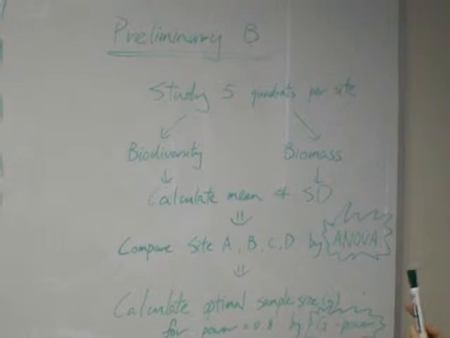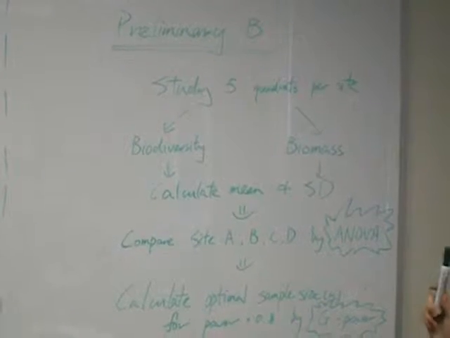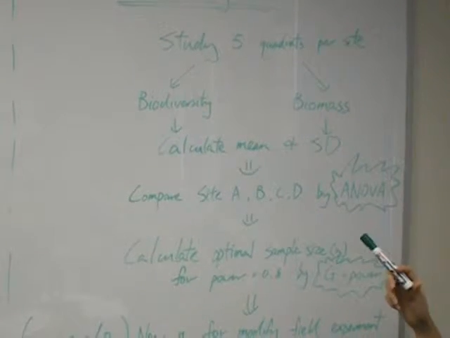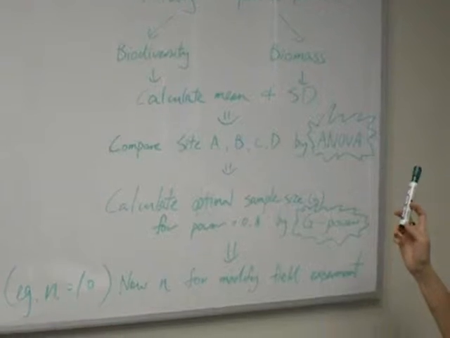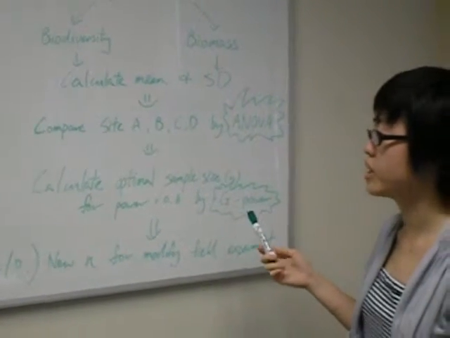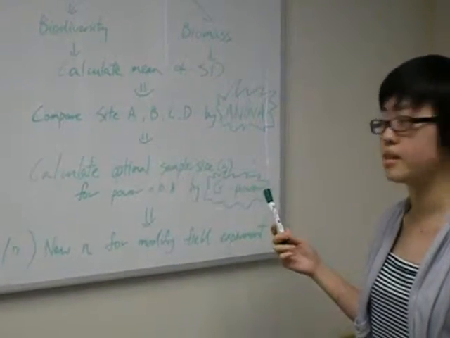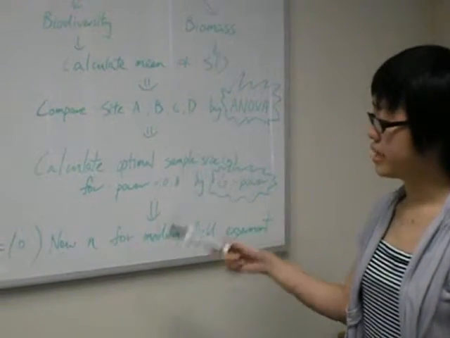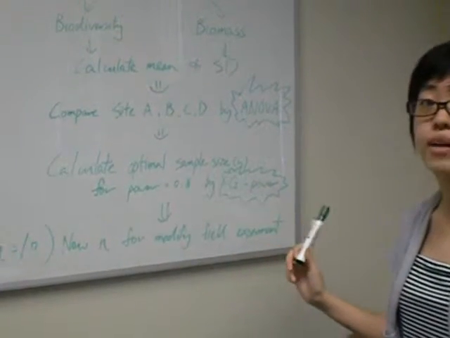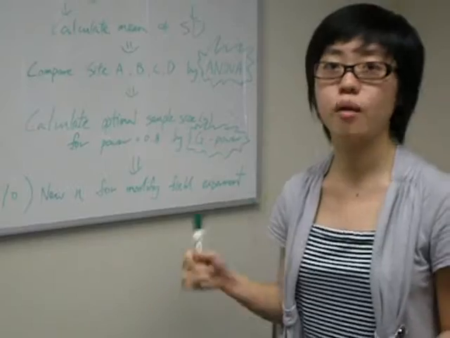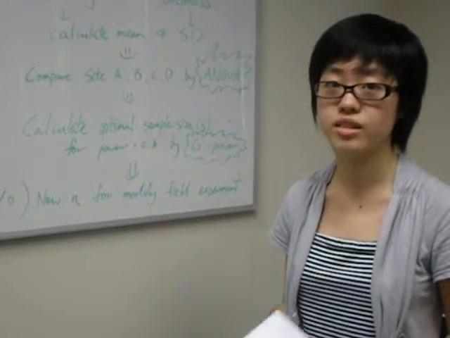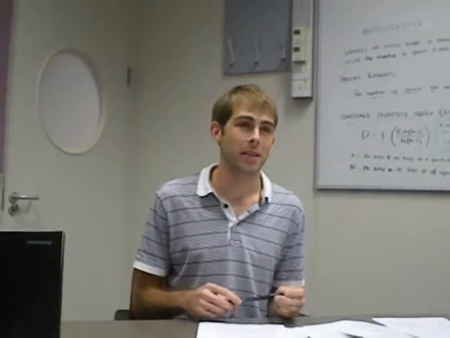For preliminary B, we can first study 5 quadrants per site and then get the data to calculate the mean and SD. Then we can compare sites A, B, C, and D by ANOVA, and then use the G-Power software to calculate the optimal sample size by using the statistical power of 0.8. Then we can find a new edge for modifying our experimental design in the field. The optimum quadrant size will be 10 by 10 meters, and the optimal sample size will be 10 quadrants per site. With that information, we should be able to formulate a pretty good experimental design.